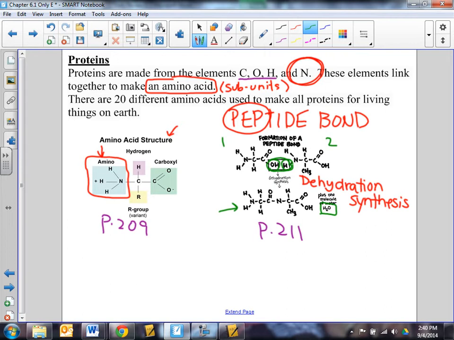So again, it is not the details of molecular structure that I want you to focus on, but the process. The idea that if I would like to put two small pieces together, I need to find two hydrogens and an oxygen, take them out, and wherever I took them out, that's where my two subunits will be joined.